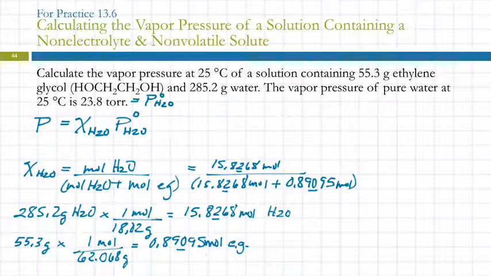15.8268 divided by 15.8268 plus 0.89095. That gives 0.947. Well, I'm not done yet, so I don't want to round that. 0.9467, actually going to have 4 significant figures now: 0.94670. No unit because it's a fraction.